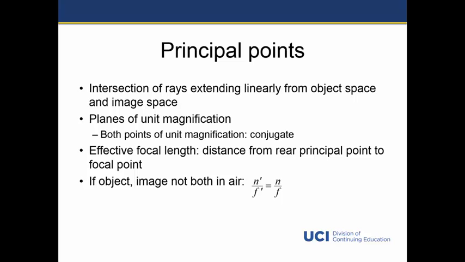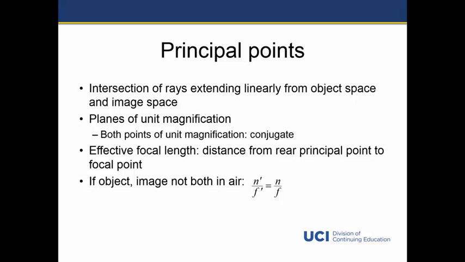Now the principal points. These are the intersections of rays. If we take the intersections of rays extending linearly from object space to image space and ignore the effects of refraction, we're going to define our principal points or principal planes. The important concept behind the principal points or the principal planes is the principal planes define planes of unit magnification. So since they both define planes of unit magnification, the principal planes are actually conjugate to each other.